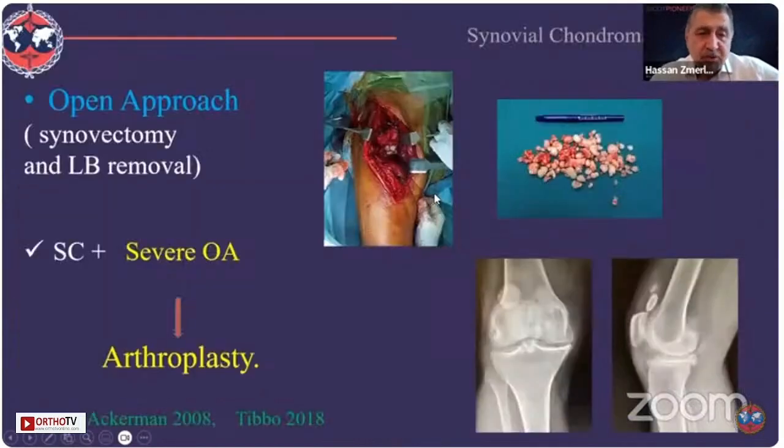The open approach is necessary when we have a large fragment, and when we have severe osteoarthritis, the treatment is the joint replacement.